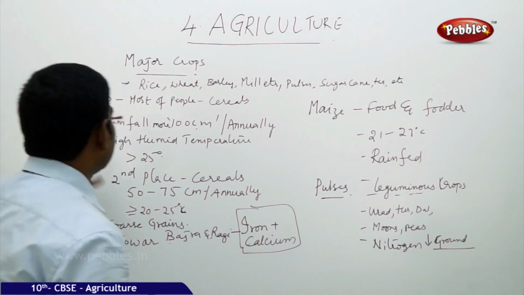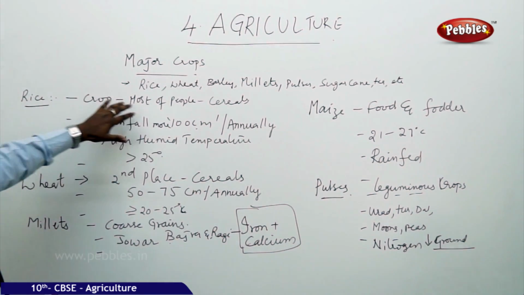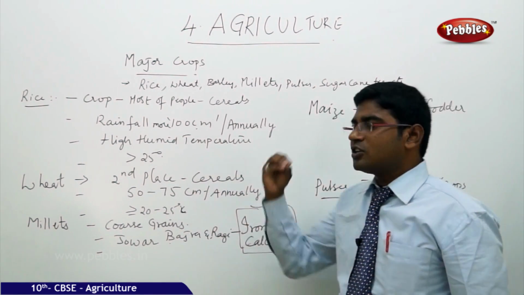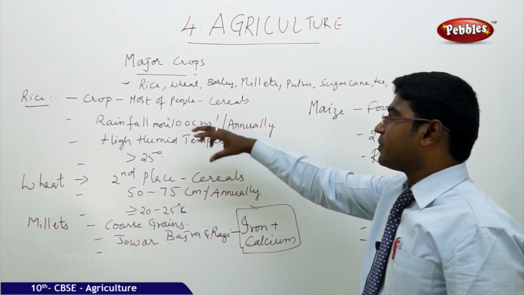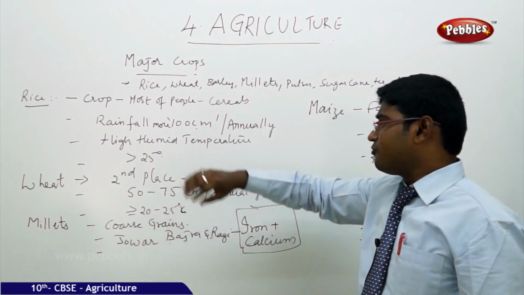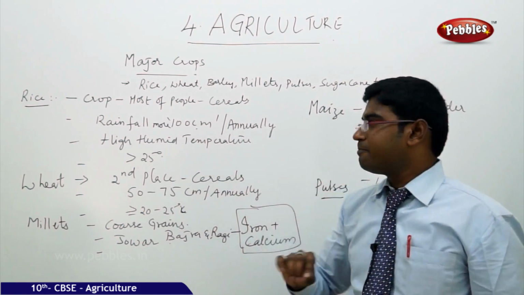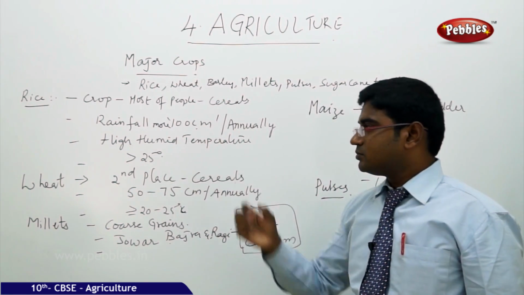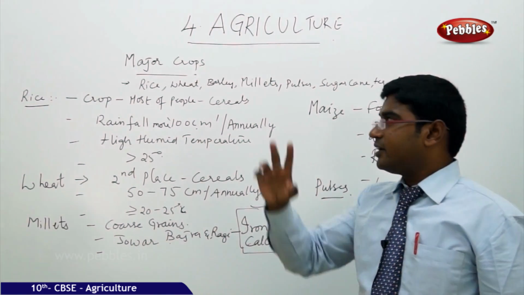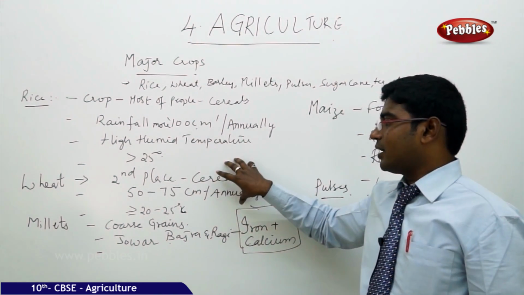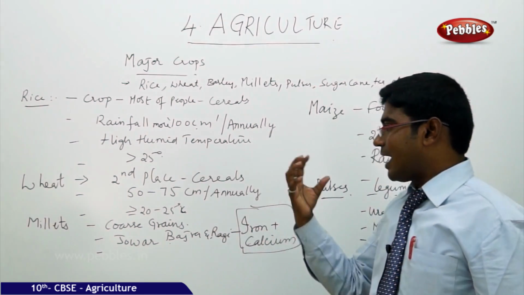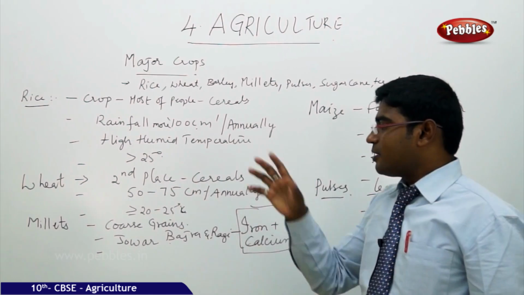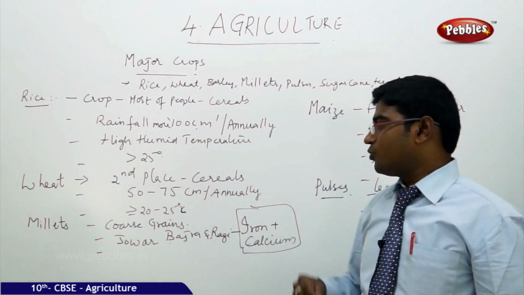First one is rice. The rice crop is the most favorite cereal crop in India. 70% of Indians consume rice as their basic staple food. It requires rainfall of more than 100 centimeters per annum, and it requires high humid temperatures, more than 25 degrees. Wheat stands second in the major cereal crops of India. 50 to 75 centimeters is the average rainfall required for the wheat crop to be grown, and temperatures may vary from 20 to 25 degrees.